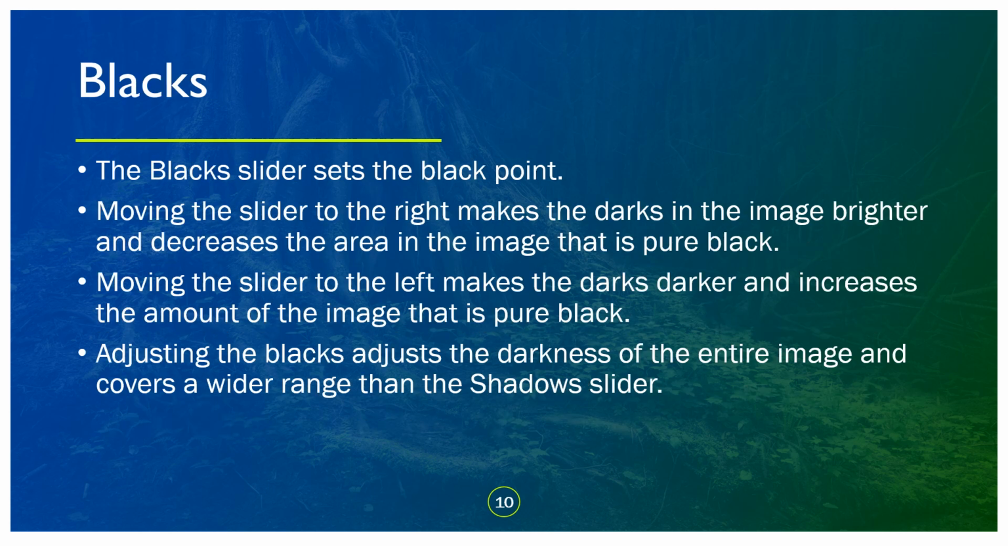The black slider sets the black point in an image. Moving the slider to the right makes the darks of the image brighter and decreases the area in the image that is pure black, and moving the slider to the left makes the darks darker and increases the amount of the image that is pure black. Adjusting the blacks adjusts the darkness of the entire image and covers a wider range than when you're adjusting the shadows.